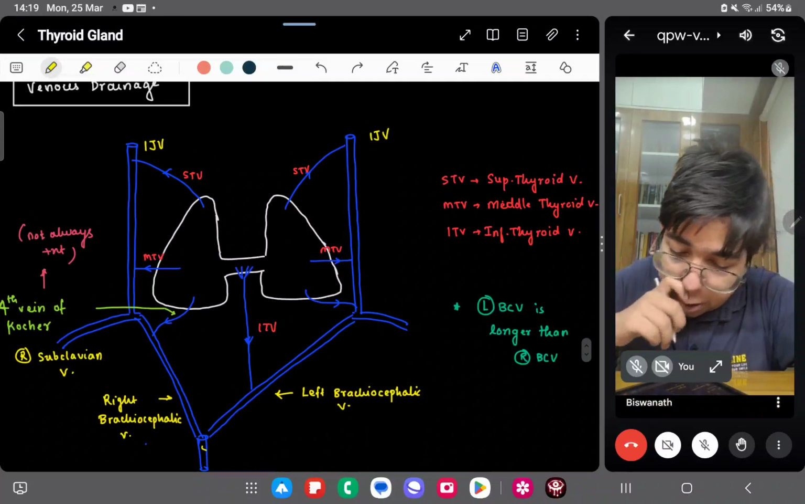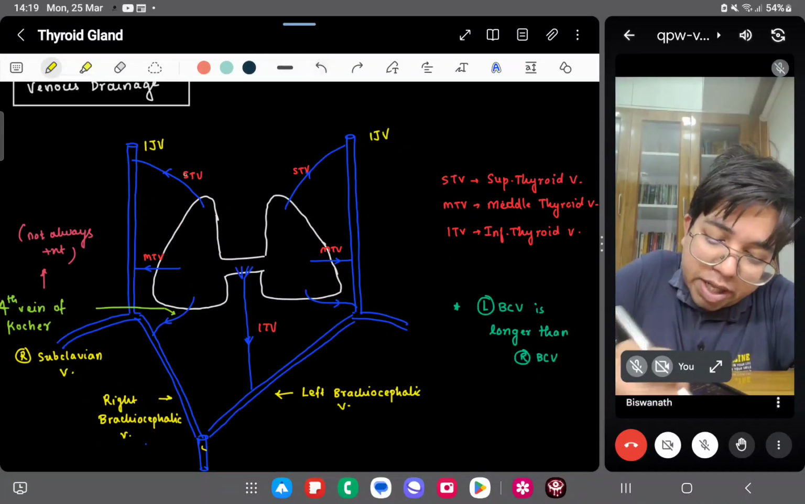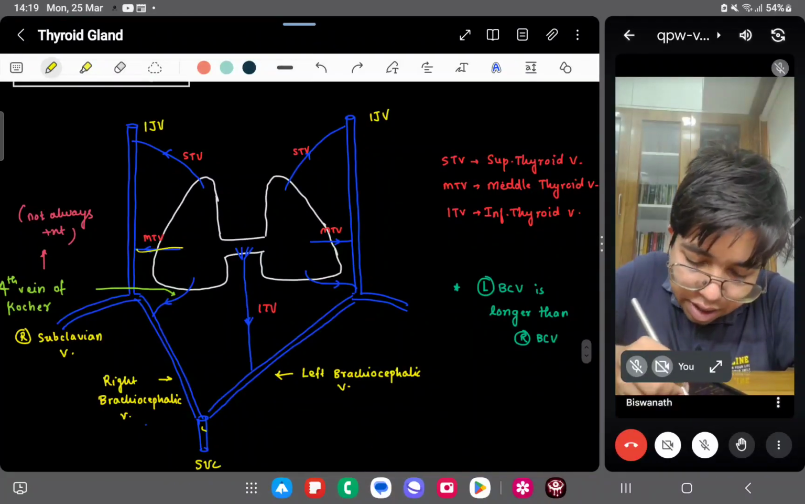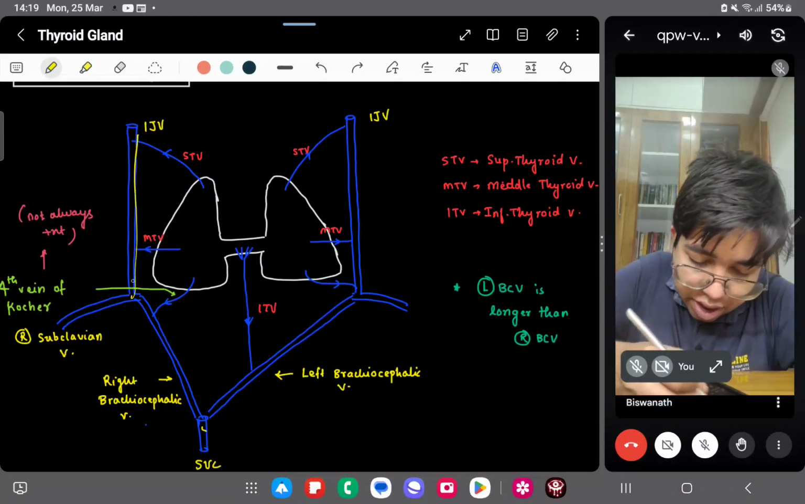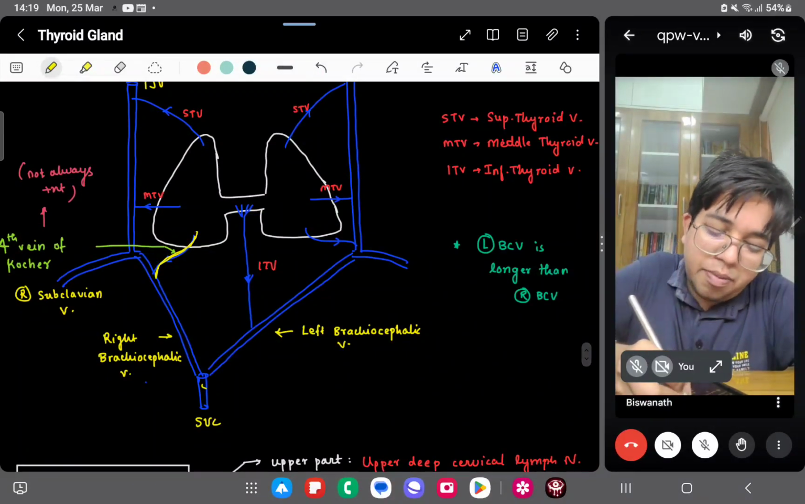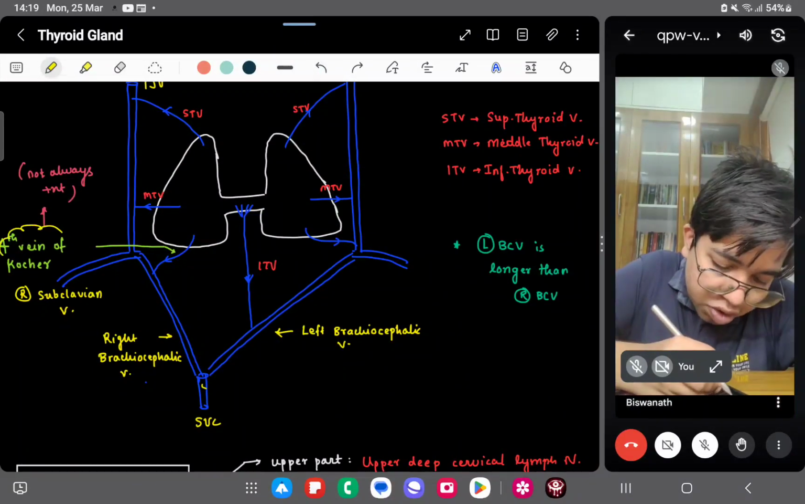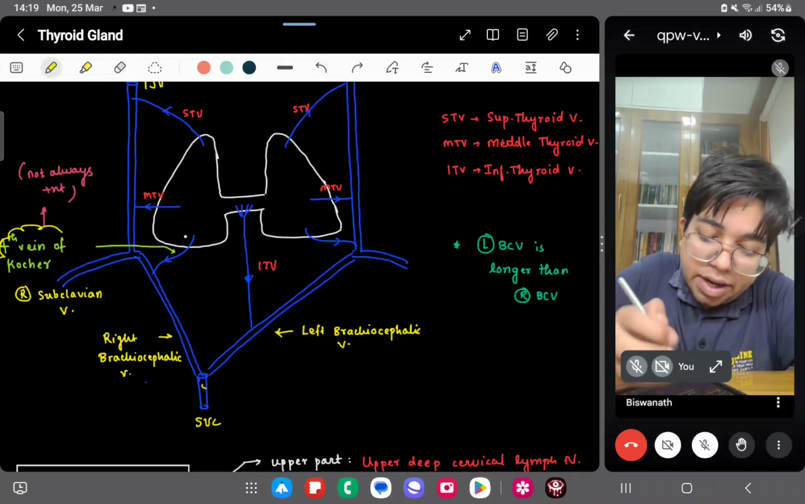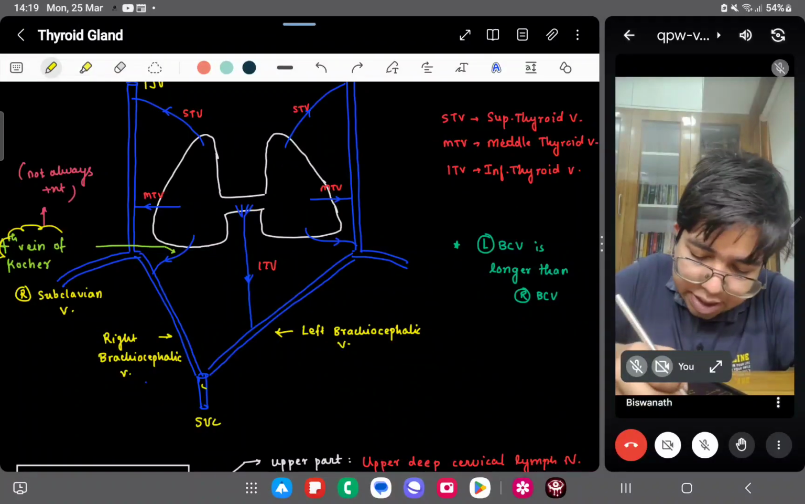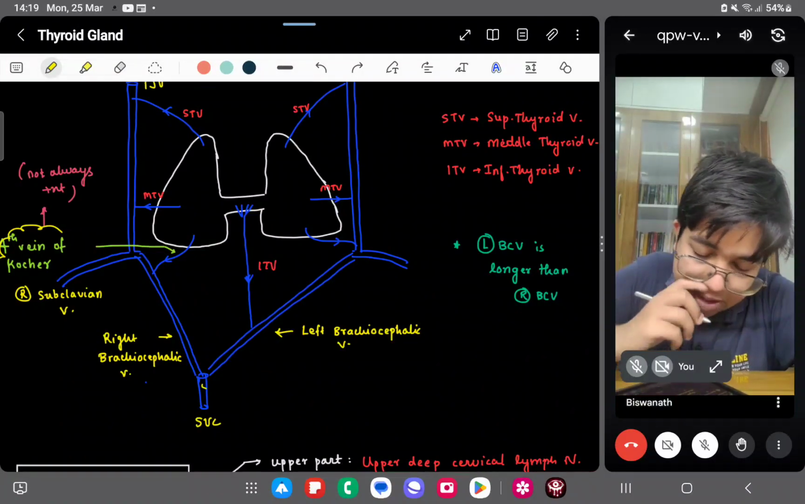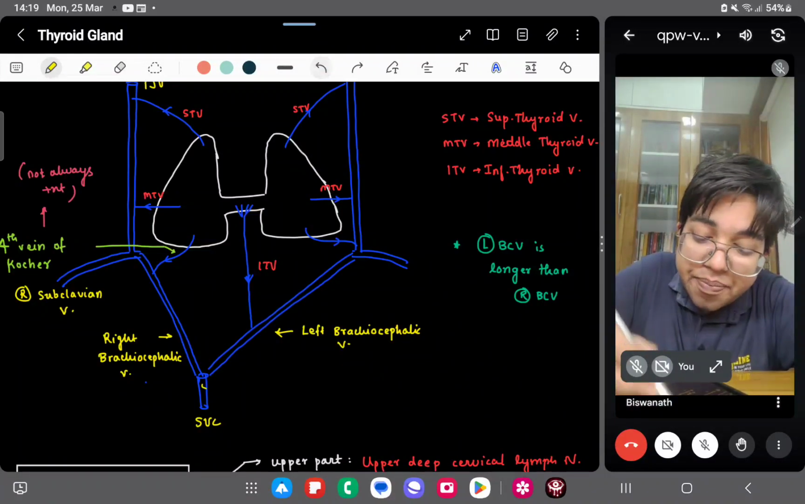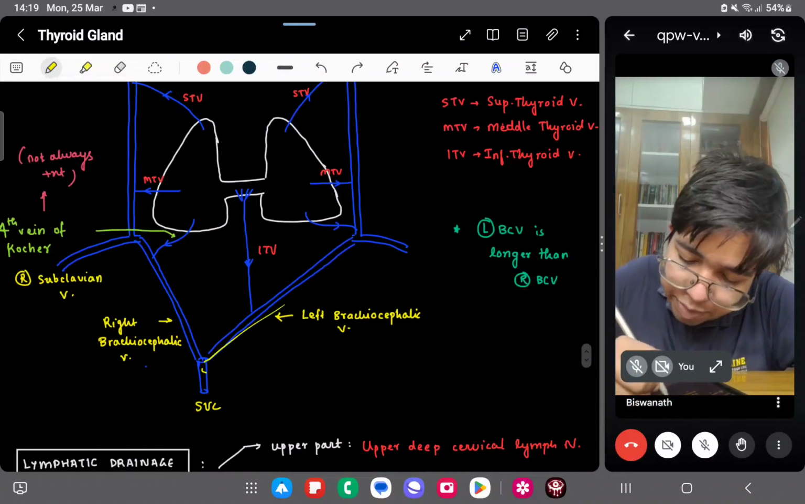From the upper part, your superior thyroid vein is draining into the internal jugular vein, and your middle thyroid vein is draining into the internal jugular vein at this level. Another important vein is called the fourth vein of Kocher, not always present, and it drains into the junction part, or you can say the right brachiocephalic vein, from the lower part of the thyroid gland.